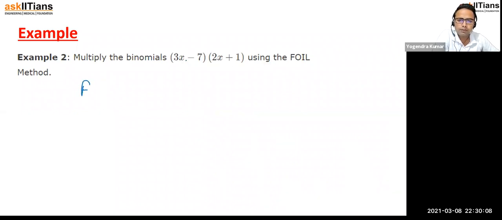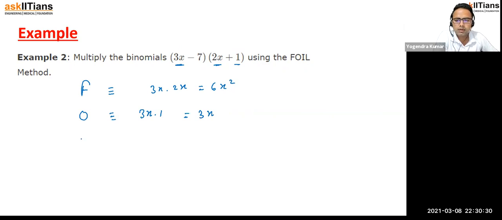So F, can I see here, F is what here? F will be 3x into 2x, which is 6x square. Now O, outers are what here? 3 and 1. So 3x into 1, which is 3x. Now I will be what? Tell me here. I, inners. So minus 7 and 2.